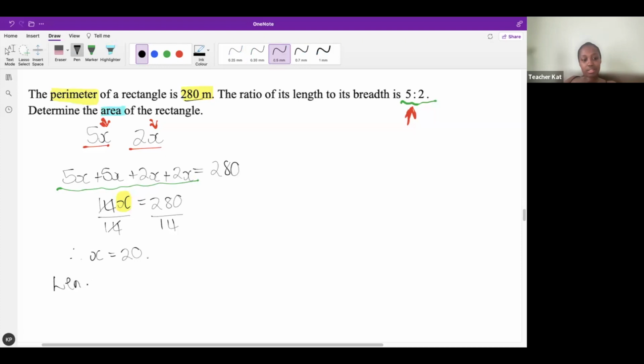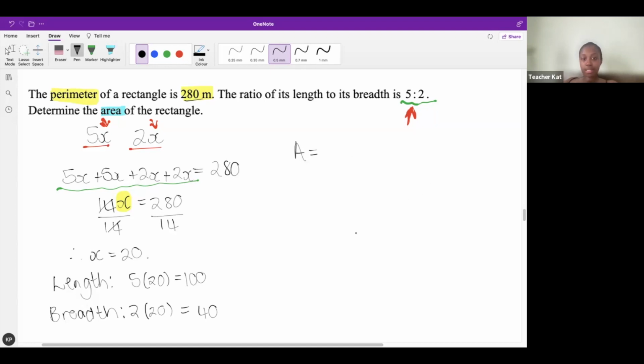That means my length, which was 5x, is 5 times 20. And that is how much? The length is 5 times 20, which is, anyone? That is 100, right? And my breadth is 2 times 20, which is how much? 40. And how do we work out area again of a rectangle?